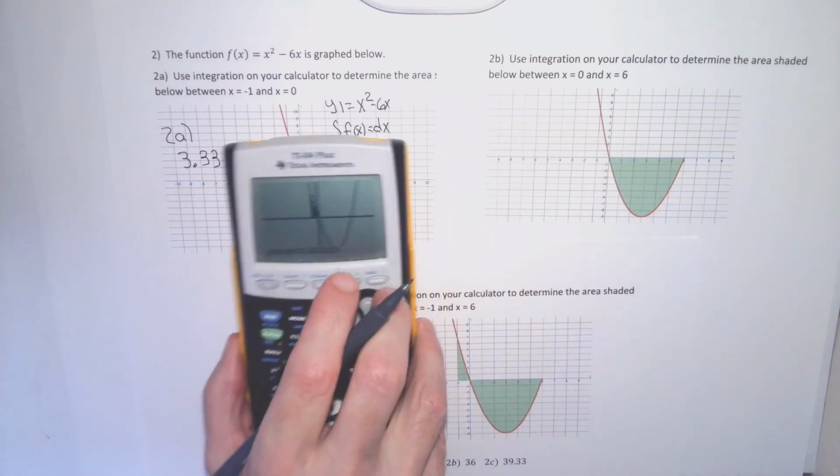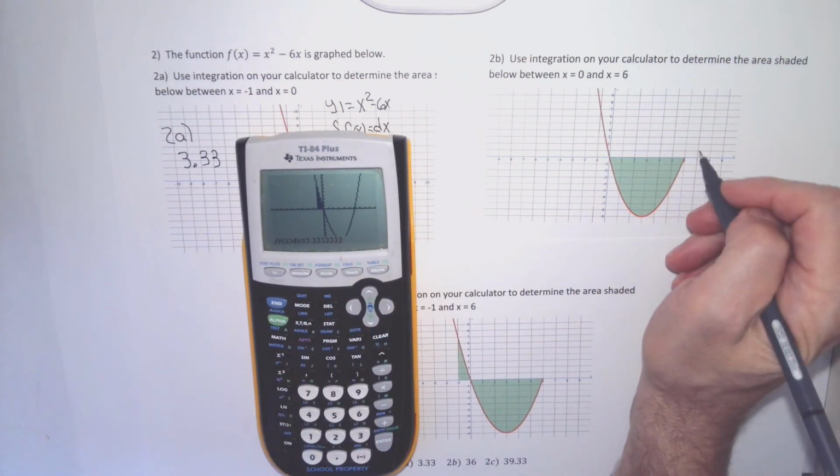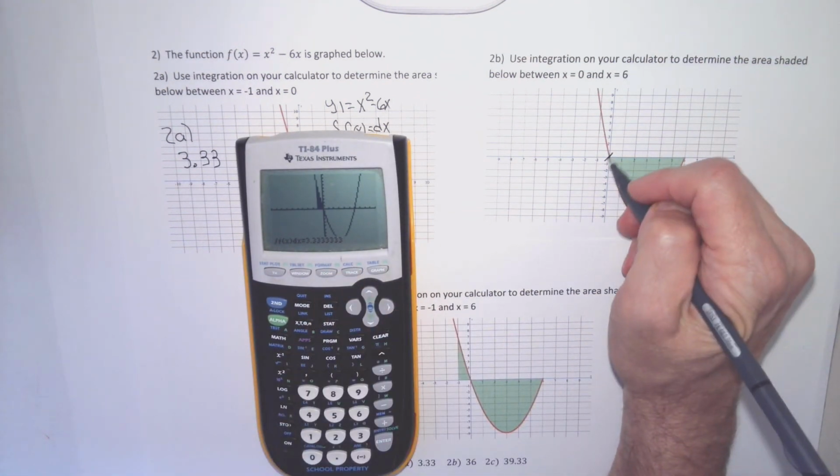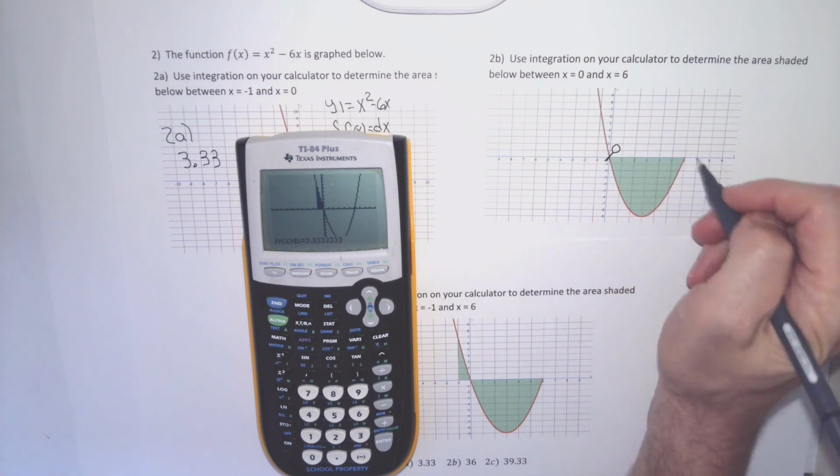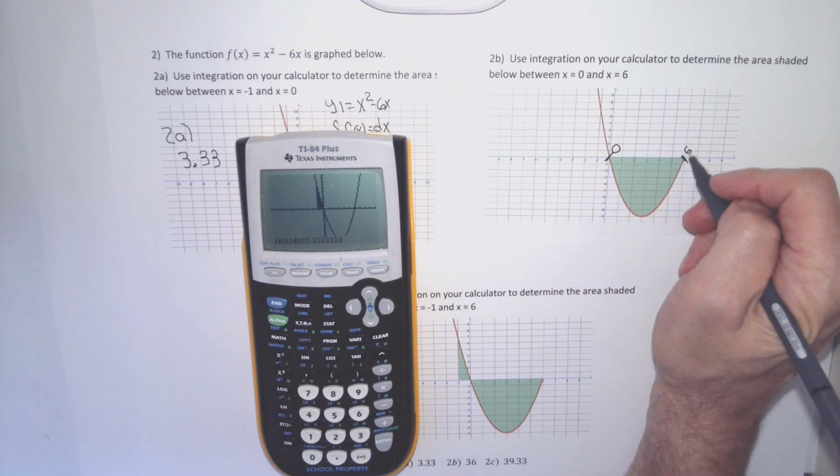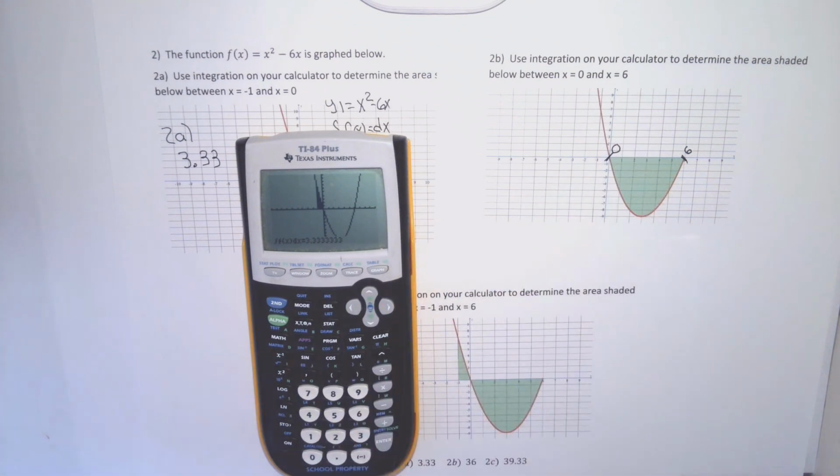I'm going to move on to part B, and this portion that's shaded starts at the origin, which is x equal to 0, and it ends at x equal to 6. And it tells me there it goes between 0 and 6, just in case it wasn't evident.